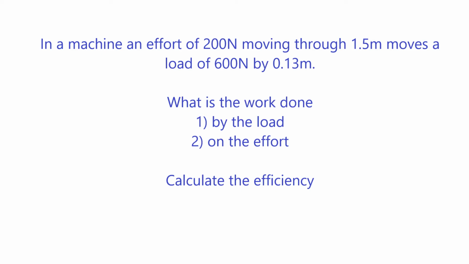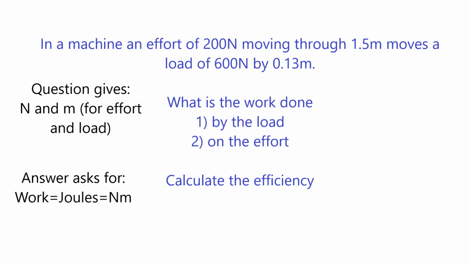I won't bother saying the question because it should be already up on the screen if I'm any good at editing. So, the effort, which is part I. By the way, they shouldn't have a question mark on that line. Part I. The work done by the effort would be 200 by 1.5, because you're going from 200 newtons, 1.5 meters. That's the effort. And then you have the load, 600 newtons by 0.13 meters.